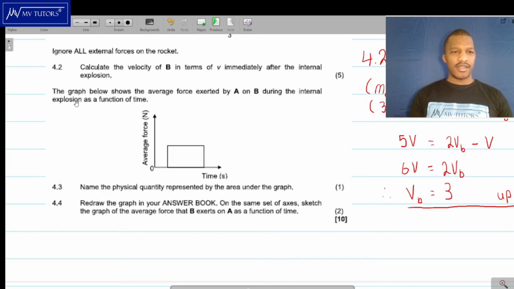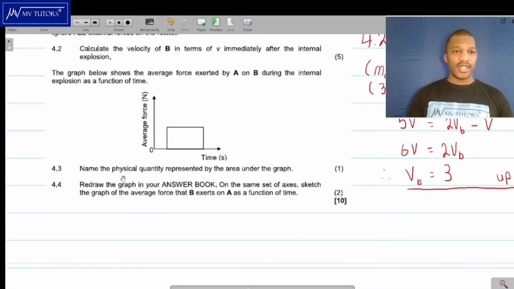Now they say the graph below shows the average force exerted by A on B during the internal explosion as a function of time. Okay, so we can see it explodes, boom, goes up, and then it's constant, and then it falls down as time goes on. This is the average force. Now it says, name the physical quantity represented by the area under the graph.